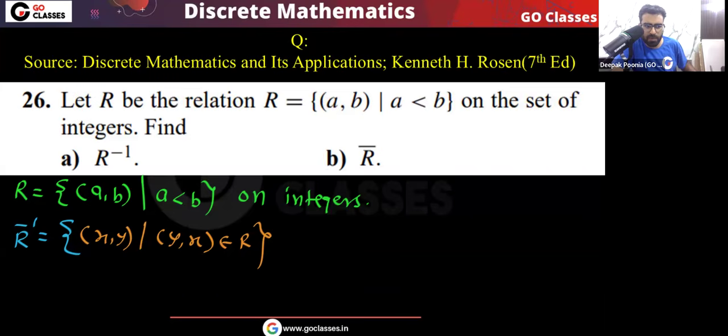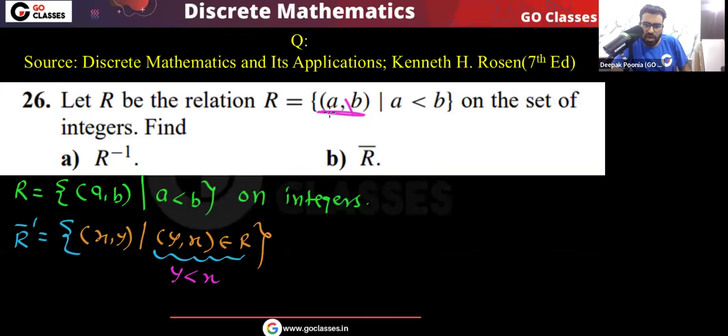This is what it means. Okay. Now you just tell me what it means. yx belongs to R, what does it mean? You can see (a, b) belongs to R means a is less than b. So tell me, (y, x) belongs to R, what does it mean? It means y is less than x. Okay, do you agree with me?